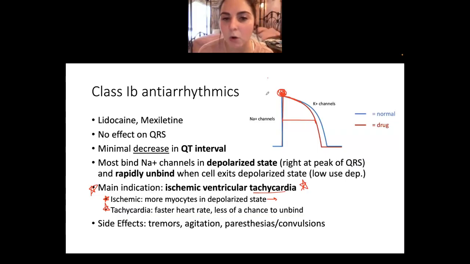If it didn't make sense, we can go over it in a future lesson, with EKGs, with ST elevation MI, we can go back through that.